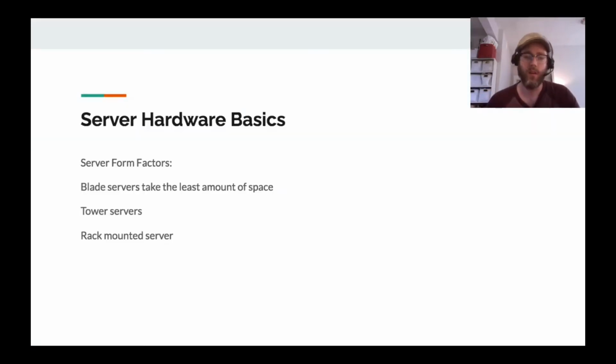So, server hardware basics. You have different server form factors. You have blade servers, which basically plug into an enclosure. They're going to take the least amount of space. Tower servers are going to be like big towers, kind of like desktop computer towers. Then you have rack-mounted servers, which go into a rack, like a server cabinet.